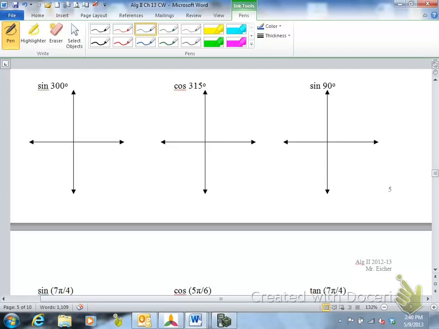Okay, on the next two, I'd like you to try sine of 300. You're going to be in the 4th quadrant. Fill in the blanks of the triangle and evaluate sine 300. And then cosine 315, you're going to be in the 4th quadrant again. So this angle is 315, and this angle is 300.